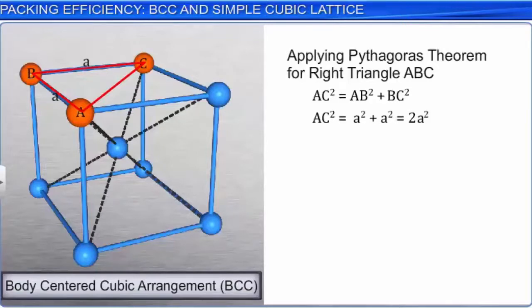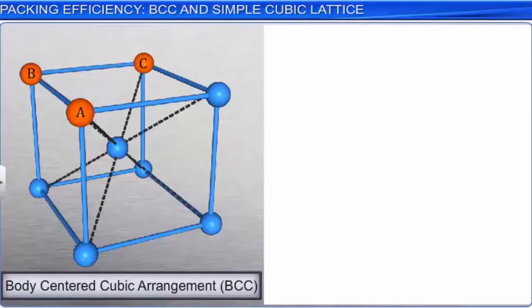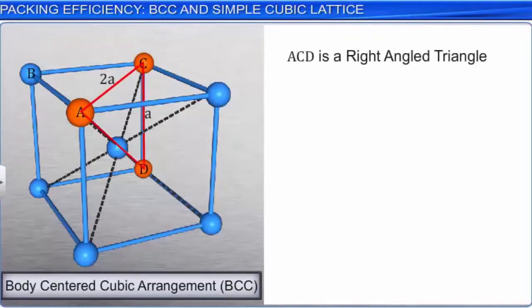On the other hand, points A, C, and D lying on the unit cell form a right-angled triangle. Applying Pythagoras' theorem to these points, AD square is equal to AC square plus CD square. Hence, AD square is equal to 2A square plus A square, which is equal to 3A square. Therefore, AD is equal to root 3 into A.